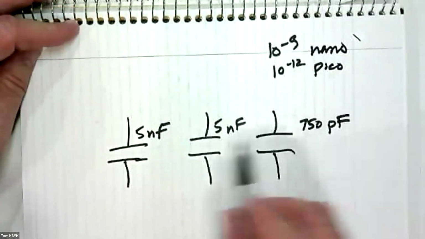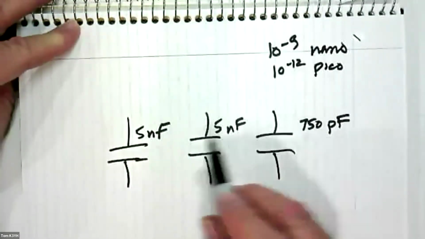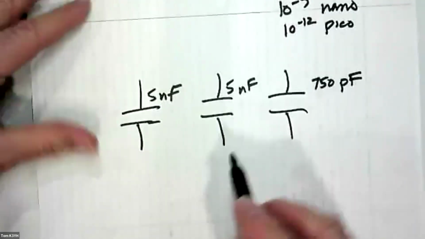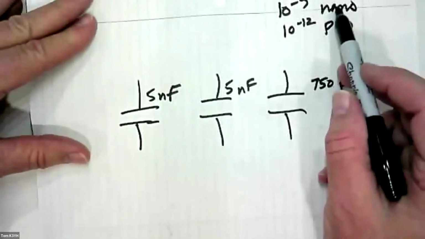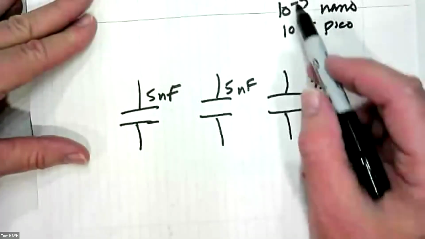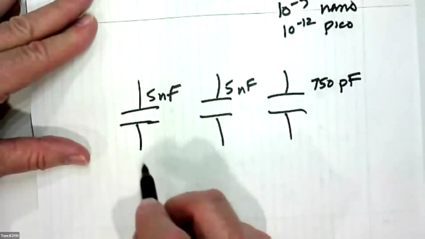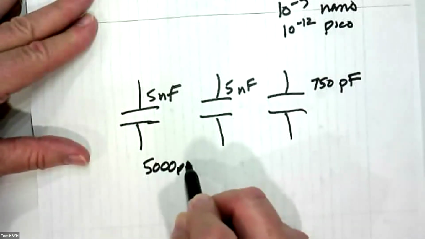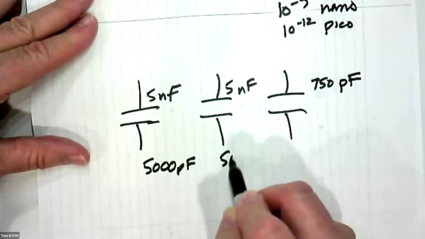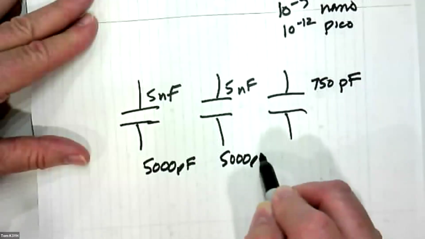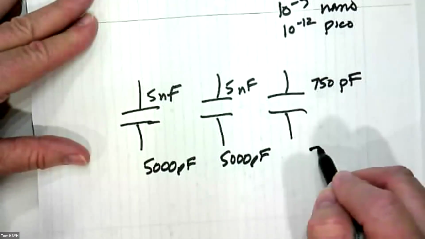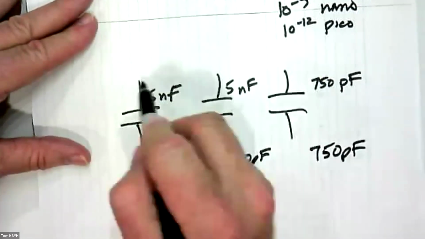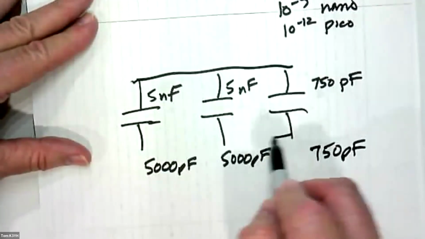Okay, so somehow I've got to make all these things equivalent. They've all got to be in nanofarads or picofarads. So I'm going to choose to make them all picofarads. I'm going to go from nano to pico, so I'm going to move the decimal point to the right 3 places. So this is 5,000 picofarads, this is 5,000 picofarads, and this is 750 picofarads. And they're connected in parallel.